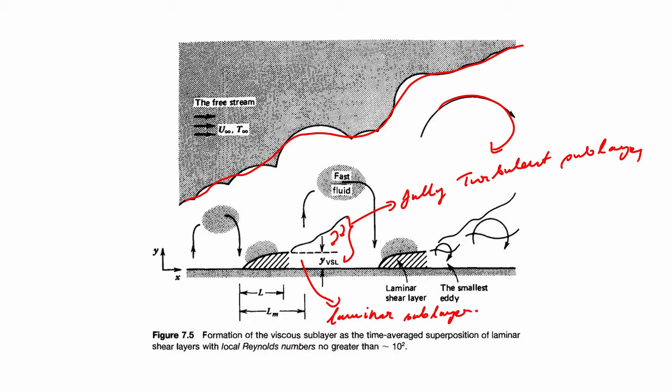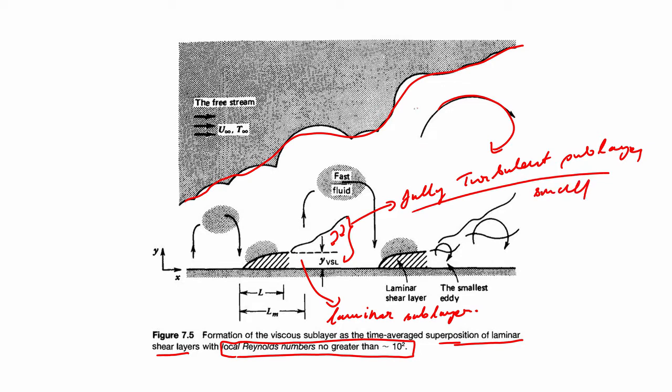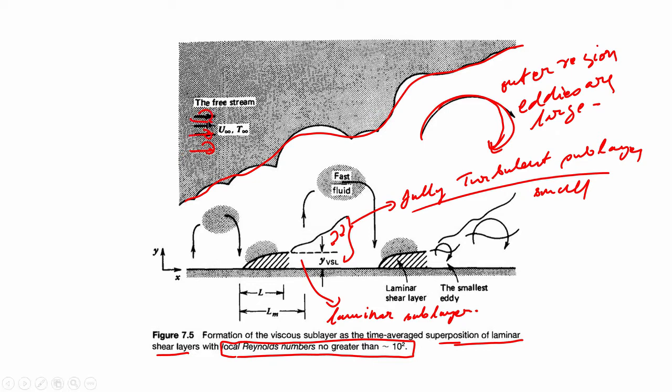So, the formation of the viscous sublayer is the time average superposition of the laminar shear layers with local Reynolds number no greater than 100. So, locally in that particular sublayer, the Reynolds number values will not be more than 100. After this you have the fully turbulent sublayer where the eddies are small, and then you have the full turbulent outer region where the eddies are large, and this is of course the free stream velocities and the temperature.